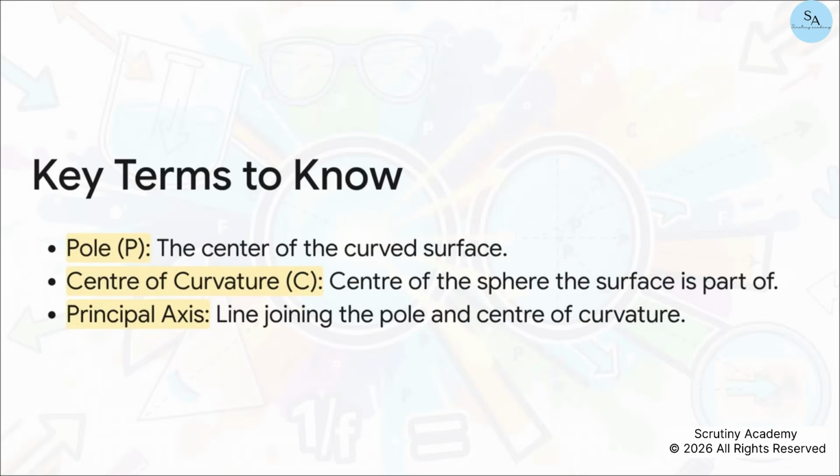Simple as that. To talk about lenses like a pro, we need some key terms. The pole, or P, is just the geometric center of the lens's surface. Easy. The center of curvature, C, is the center of the giant imaginary sphere that the lens was sliced from. And the principal axis, that's the most important one. It's the straight line that runs right through both P and C.